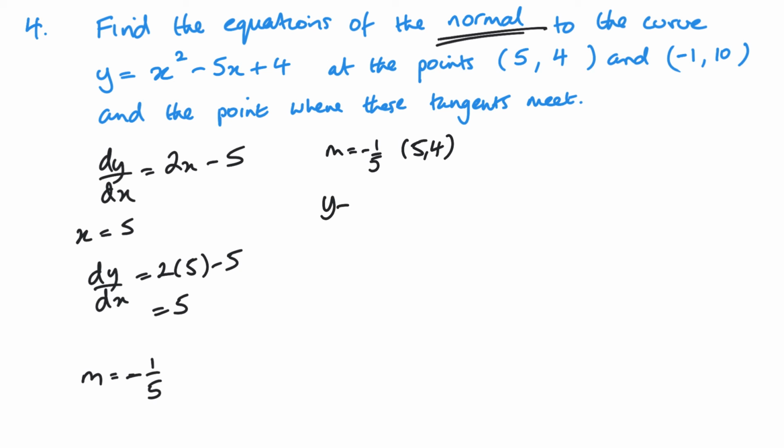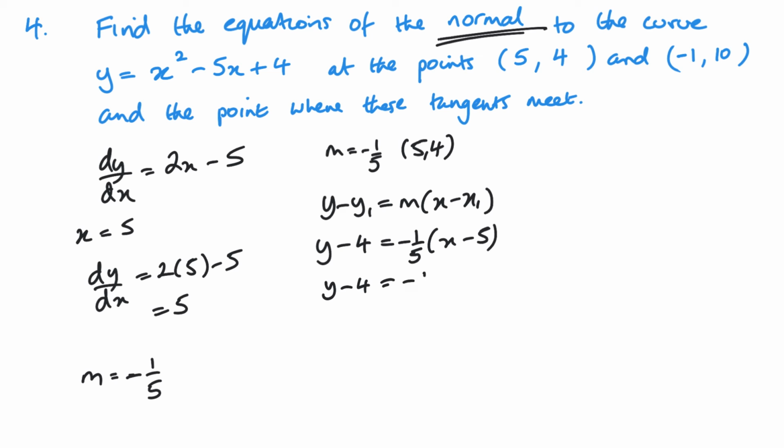So using equation of a straight line, we got y minus 4 equals minus 1/5 (x minus 5). Now, I do normally like to multiply up by this 5, but in this case, because we're going to equate them to see where they meet afterwards, it's easier if I leave it in the form of y equals mx plus c. So that's what I'm going to do. And then we're left with minus 1/5 x plus 5.